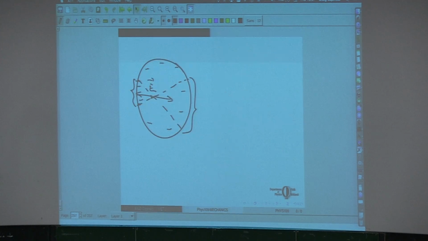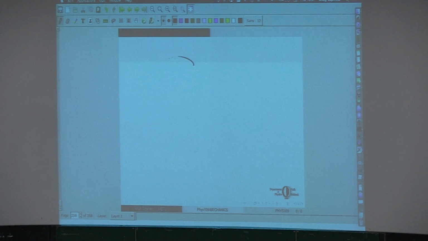So this is the question. We have an insulator, or let's call it a dielectric. And we have some positive charge sitting over here. What will be the electric field at the center? It has a complicated expression.